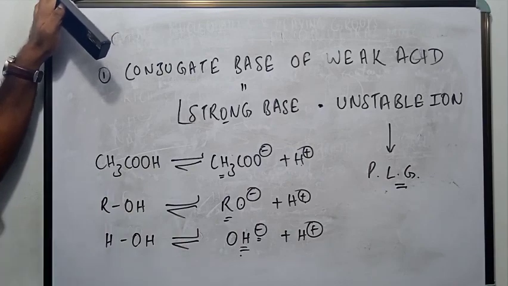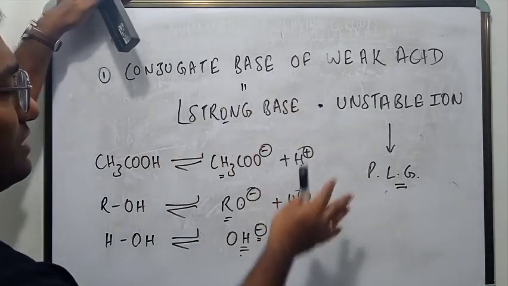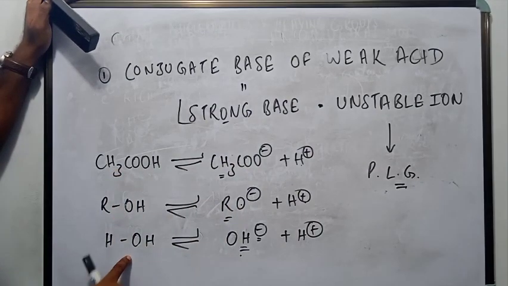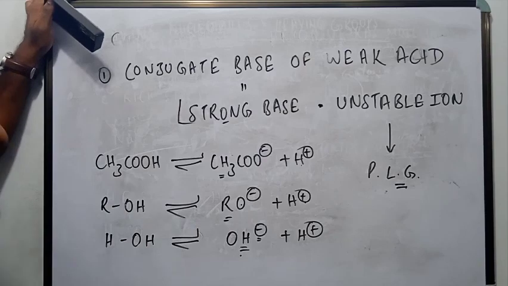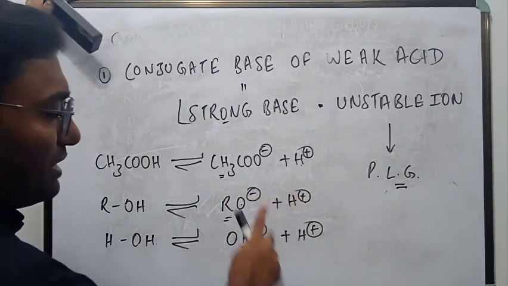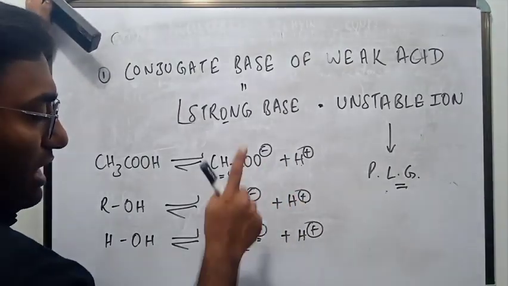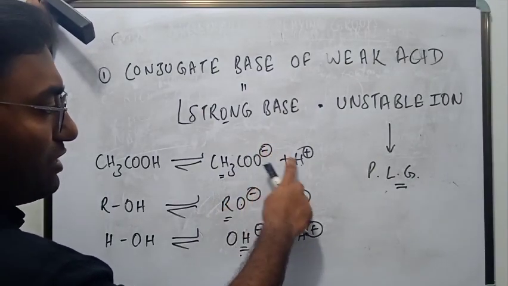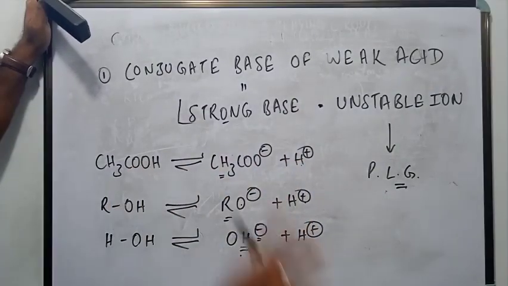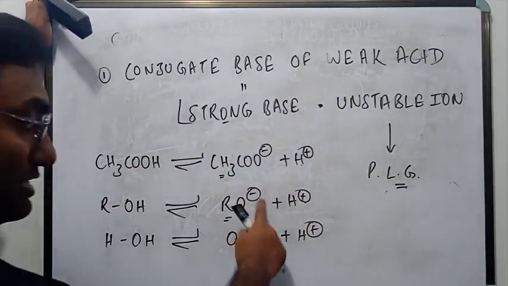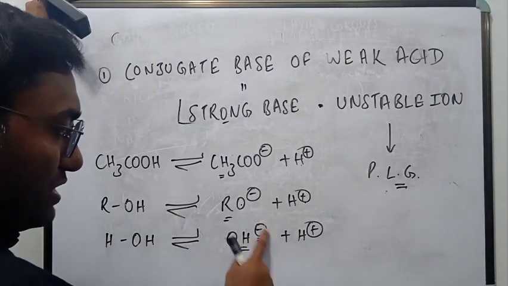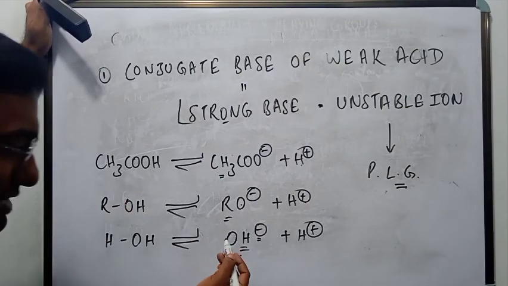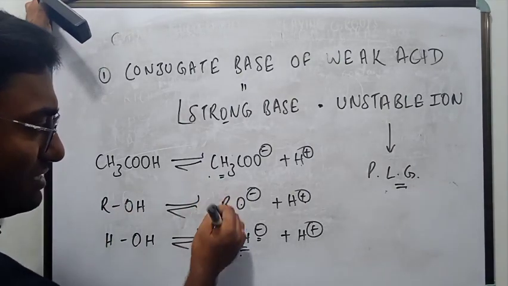Let me say one more time what I have said. Look at these acids. These are all weak acids. Acetic acid, alcohol, water is a very weak acid. It's almost like neutral. H plus of course is the dissociating product. Look at the conjugate base. I am saying that the conjugate base is donating its electron pair back to H plus to become CH3COOH. Here also alkoxide is donating. Here also OH minus is donating to become the reactant back. That means these are all strong bases. That means these bases are very reactive.